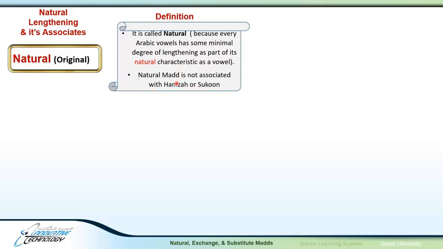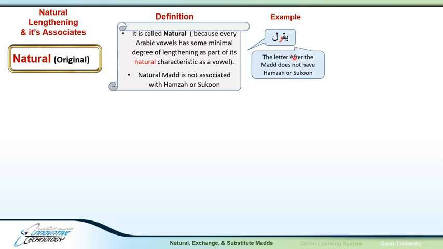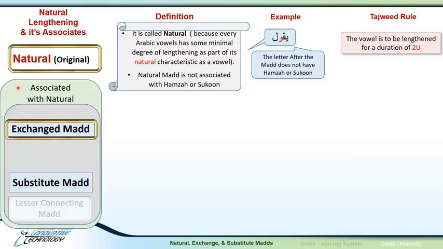Now let's illustrate that by an example. يقول, أول. أول has been extended for 2 units. The letter here did not have a hamza or sukoon after it. So the vowel, the waw, oo, did not have a hamza after it, nor a sukoon. And because of that, the Tajweed rule would be to extend this vowel, the waw here, for 2 units. We say يقول, يقول.